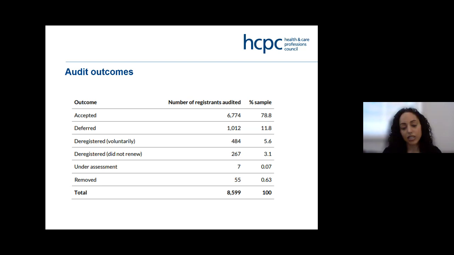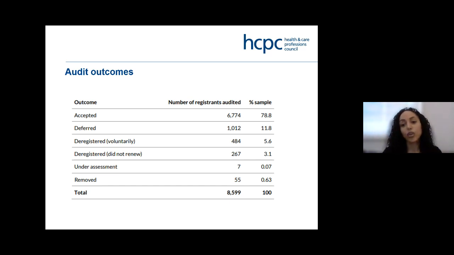That doesn't mean that the rest didn't. As you can see here, the bigger amount then deferred, nearly 12%, which is the process I've just spoken about. Then we have to take on board those who came off the register, either for not renewing their registration or voluntarily deregistering for things such as retirement. We then had a small number at that time that were under assessment.